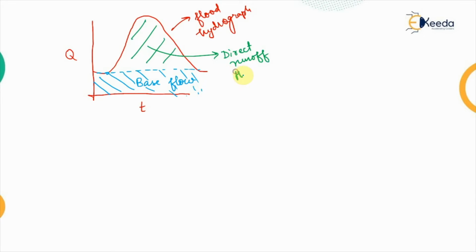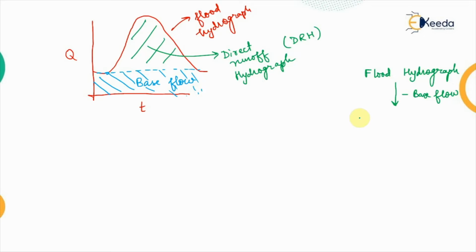That means because of the surface runoff. Because of the surface runoff, whatever amount of discharge is happening, that is plotted against time, and that is known as the DRH. That is the direct runoff hydrograph. So if we write that in equation form, from the flood hydrograph, if we deduct the base flow, that will give us the value of the direct runoff hydrograph of given duration.